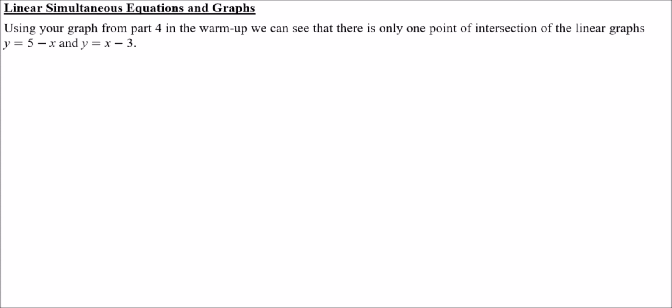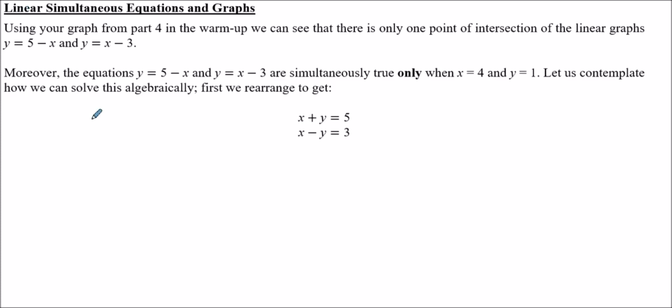The only other option is if they don't intersect at all, or if the lines are one and the same, then there'd be infinitely many. But if they intersect and cut, they can only cut at one particular place. So going back to the equations from part 3 and part 4 of the warm-up, because they only intersect once, they're simultaneously true only at that point of intersection, which was x is 4 and y is 1.